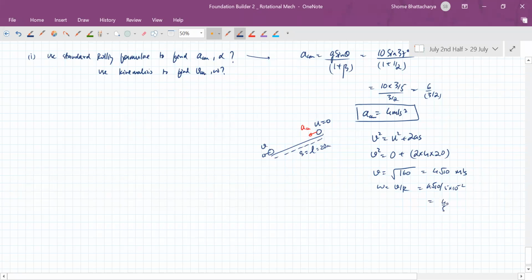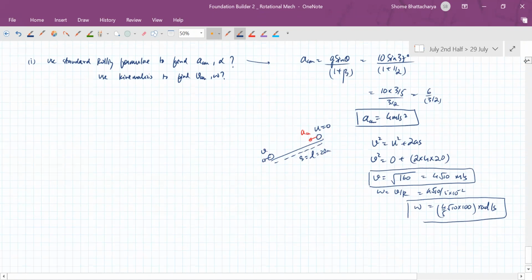So 4 by, so this much in radians per second. So this is one method of doing the problem. However, we can also skip all this and do it by the second method, which is work energy. So just make a note of this first, then we'll come to the work energy method.